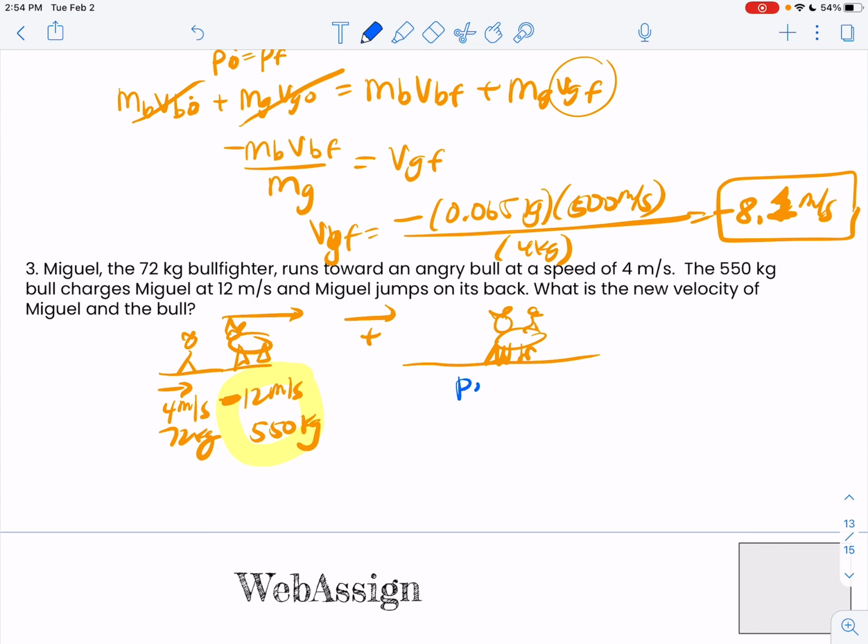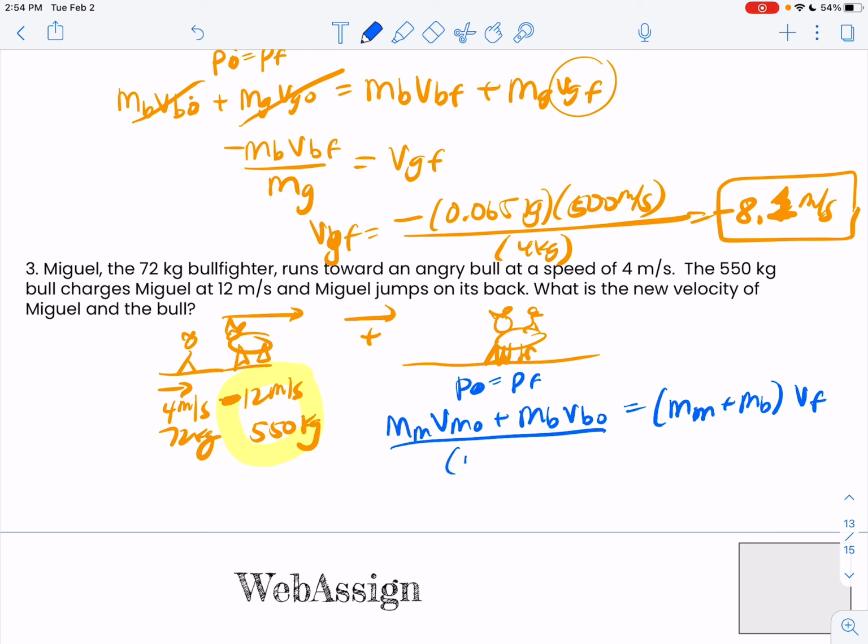So the initial equals the final. M Miguel V Miguel initial, plus M bull V bull initial. Now, they're stuck together afterwards, so you can just write it like this. You can write it separately and then factor the V final, that's fine too, but if you know that they're stuck together, then it's just going to look like that. Then we're just going to divide to get the final velocity. Again, that sometimes might be it. You wouldn't have to put all these numbers.